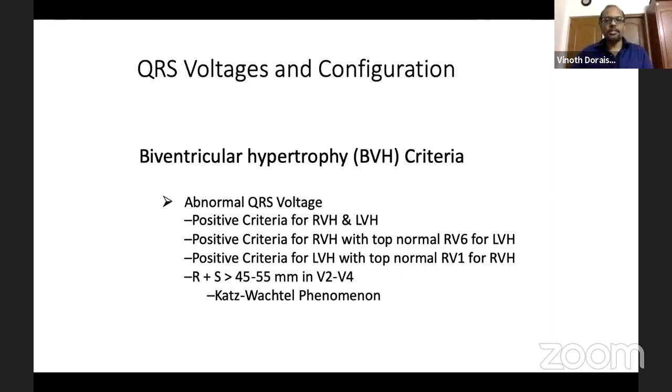Now coming to the QRS voltages and configuration. Biventricular hypertrophy: what is the biventricular hypertrophy criteria? If you have criteria present for both right ventricular hypertrophy and left ventricular hypertrophy, it is biventricular hypertrophy. For example, if you have positive criteria for right ventricular hypertrophy with a tall R wave in V1, or positive criteria for left ventricular hypertrophy with a tall R wave in V6, that means biventricular hypertrophy is there. But the important named phenomenon is the Katz-Wachtel phenomenon. If you have a tall R wave and a deep S wave in the mid precordial leads, that is V2 to V4, more than 45 to 55 millimeters, this signifies biventricular hypertrophy.